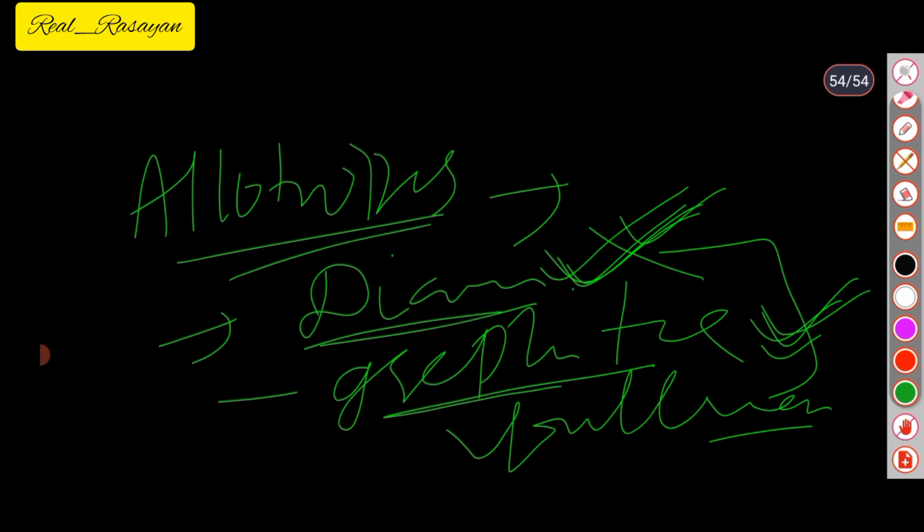Which one is having layered structure? Graphite. Which one is soft? Graphite. Which one is hard? Diamond. Which one is insulator? Diamond. And the concept of fullerene was given by Buckminster Fuller. So all these questions will be asked from this point.